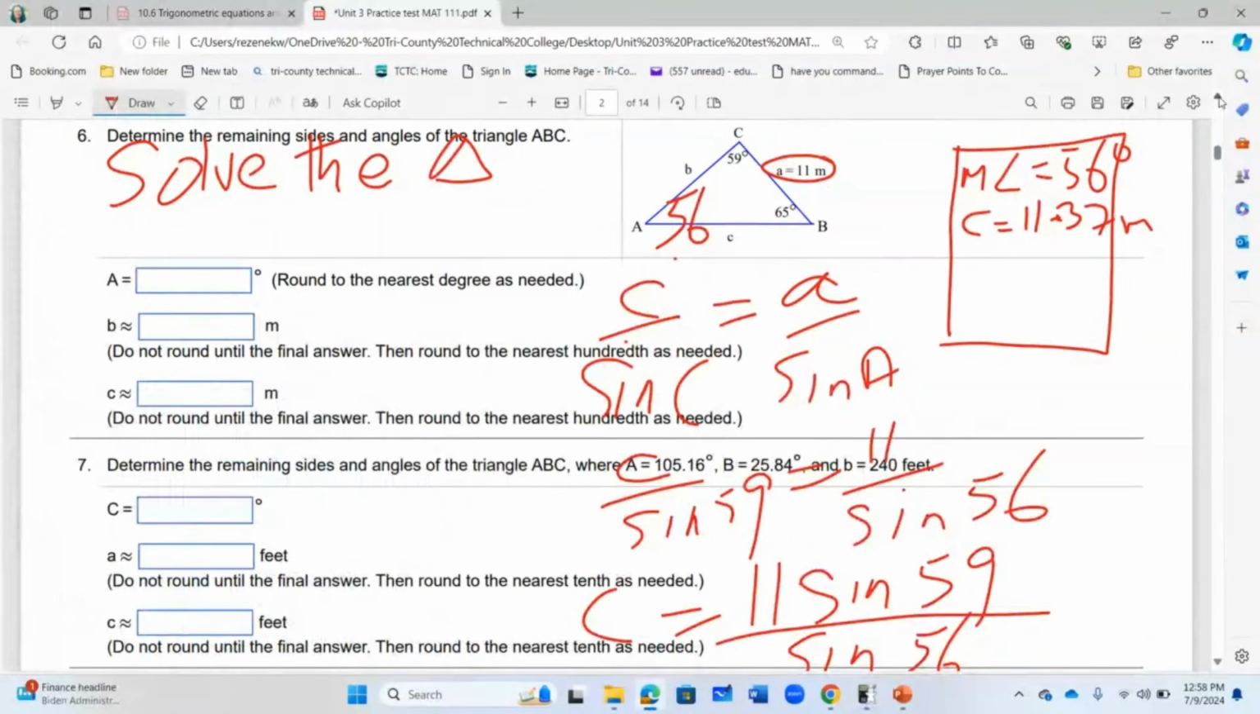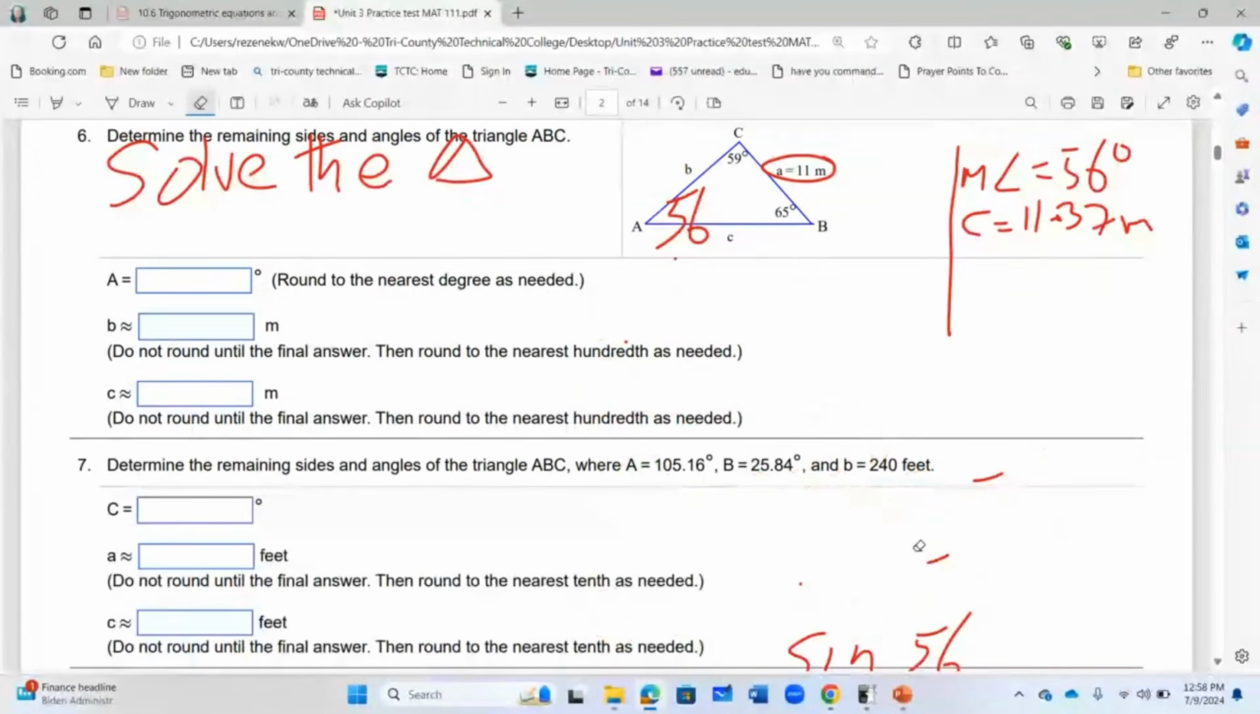Did I find C twice? I'm not supposed to find C twice. I should be finding B. No wonder, because it gave me the same answer. I should be looking for B. No wonder, because I've got the same number. I was wondering. So I'm looking for side B.